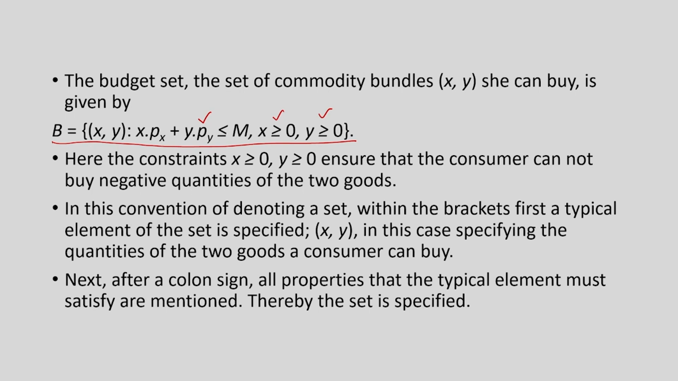In this convention of denoting a set, within the brackets, first a typical element of the set is specified. So, I am just trying to elaborate how this particular specification of a set is done. So, within the brackets we are first specifying a typical element of this set. In this case, the typical element is x, y. Specifying the quantities of two goods the consumer can buy. So, consumer can buy x and the consumer can of course also buy y. This is a combination, or we also call it a bundle.